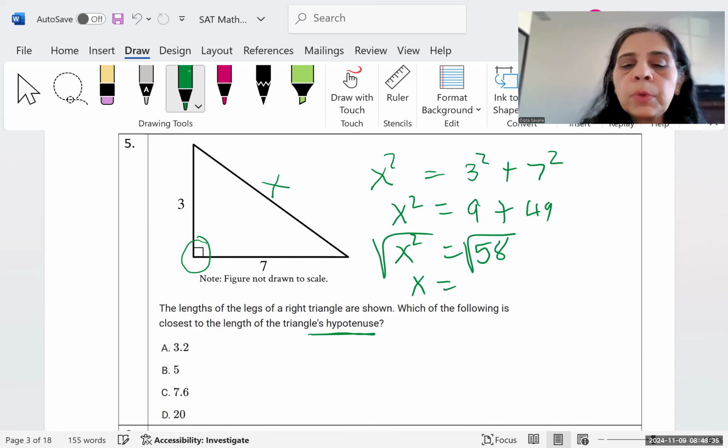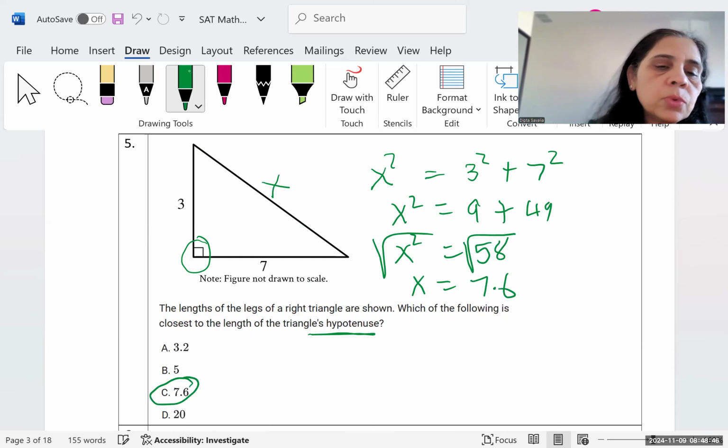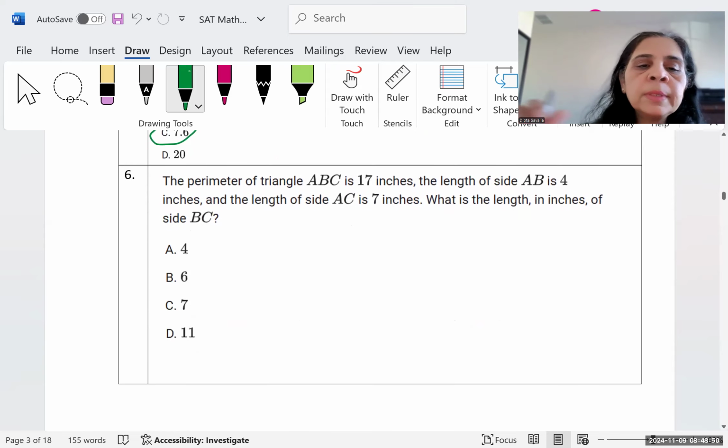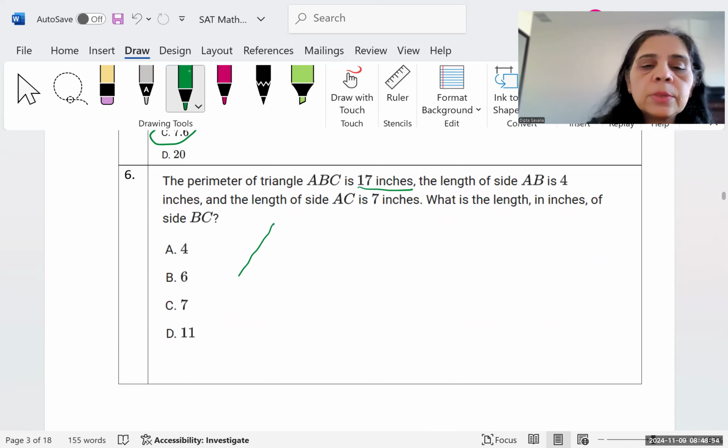So square root of 58 and estimate the closest one. So we can see square root of 49 is 7. So we can see 7 point something. So here we have choice. Or you can enter in calculator. Number 6, the perimeter of triangle ABC is 17 inches. So we have triangle ABC.